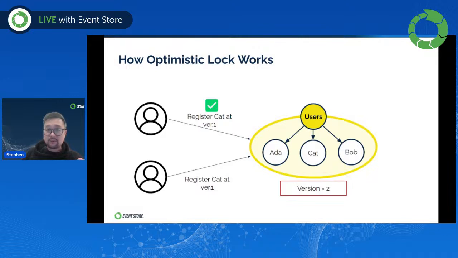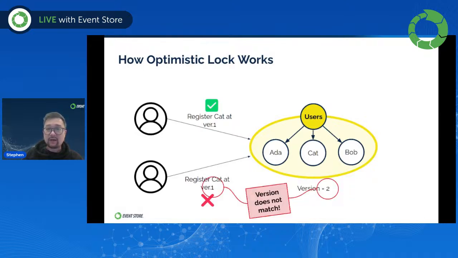And immediately following this, the second user wants to register cat as well to the application. However, the database with optimistic lock will reject this update because the request expected version 1, but the database is already at version 2. If it were not for this, there would be 2 copies of cat in the database, breaking the uniqueness rule. And this way, you will be able to avoid problems like these that are caused by race conditions when you use optimistic locking in Event Store DB.